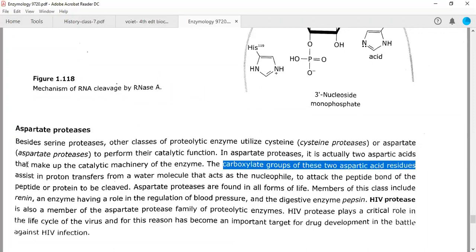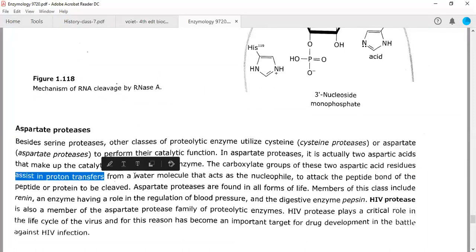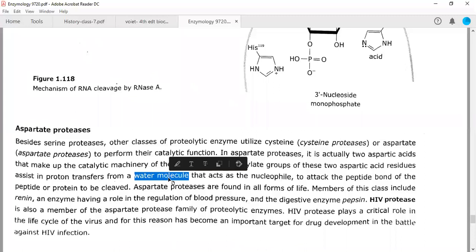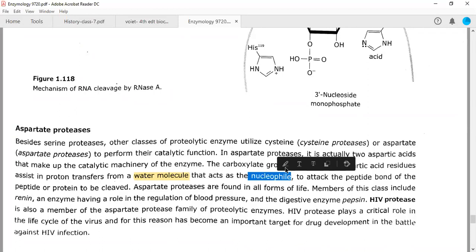CH2COOH R group. So it will assist in proton transfer because it will have COO negative or can be converted into COOH. Therefore, it will assist in proton transfer from a water molecule. Now, who is going to donate the proton? The water molecule here. So this is important. The water molecule is going to donate the proton this time and act as a nucleophile. Because it will have a negative charge, OH negative, it will act like a nucleophile, which will attack the peptide bond of the protein and will cleave this particular peptide bond.